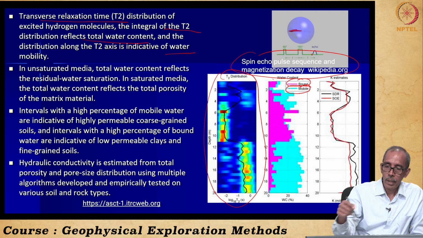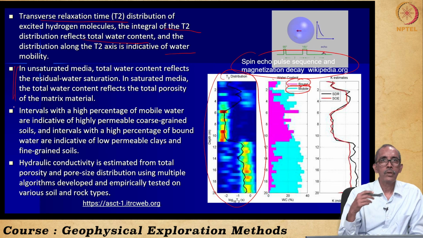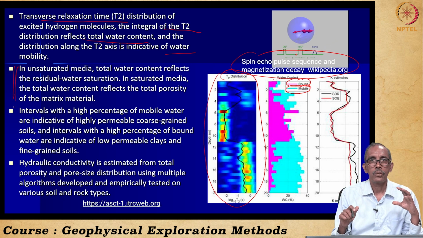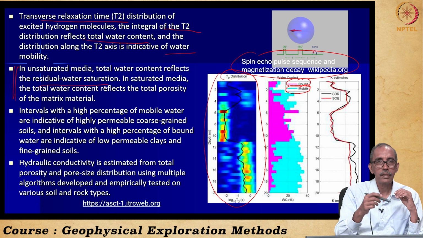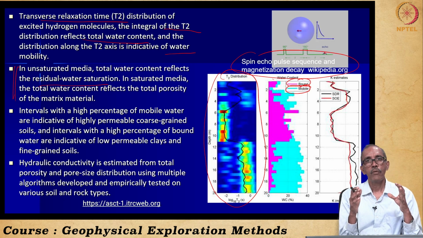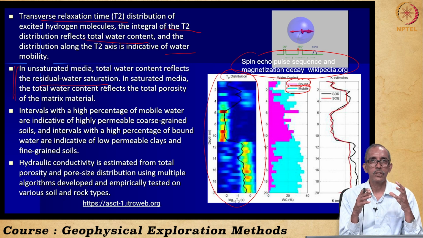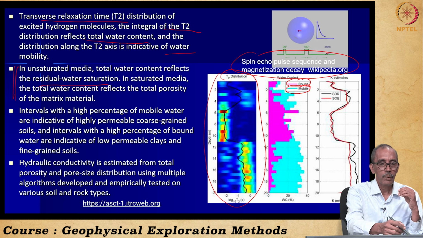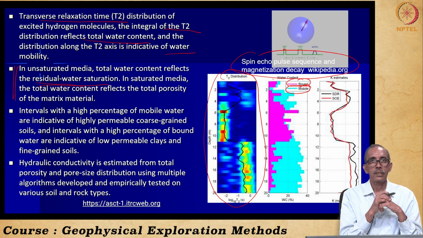So when you deploy the log in the unsaturated zone, the total water content in the unsaturated zone reflects the residual water saturation. That means soil water retention, or simply specific retention. Specific retention is the ratio of the volume of water retained to the total volume. So when you deploy the tool in the unsaturated zone, it is able to give the specific retention if it is a dry period, so we are able to get the residual water saturation.